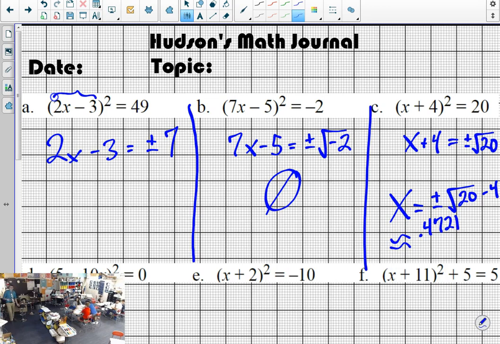So it might be easier if I go over here. Look at this one, and this will make sense. This is positive 7 and it's negative 7, right? It's either. When I deal with my 3, I add 3 to both sides. 2x can equal, if this is positive 7 and I add 3, 10. But if it's negative 7 and I add 3, we have negative 4. So with either of those cases, x could be 5, or x could be negative 2.